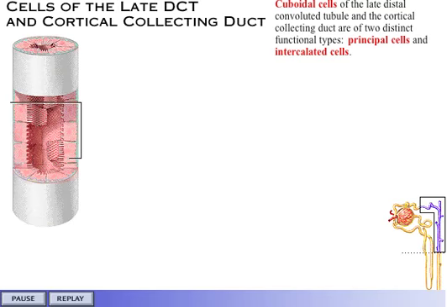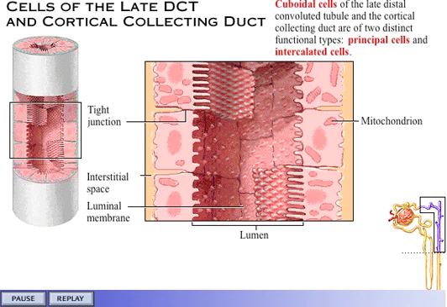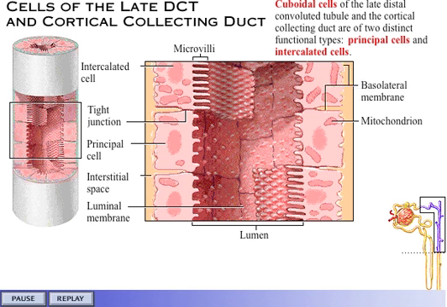The cuboidal cells of the late distal convoluted tubule and the cortical collecting duct fall into two distinct structural and functional types: principal cells and intercalated cells. The more numerous principal cells have few microvilli and basolateral folds. These specialized cells respond to certain hormones that regulate the cell's permeability to water and solutes, specifically sodium and potassium ions. When the acidity of the body increases, the intercalated cells secrete hydrogen ions into the urine to restore the acid-base balance of the body.